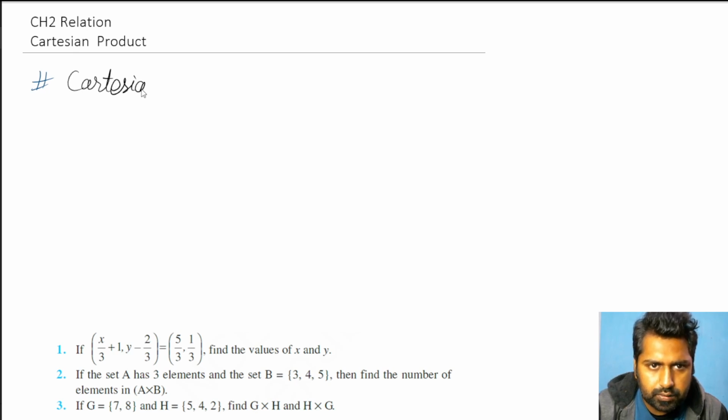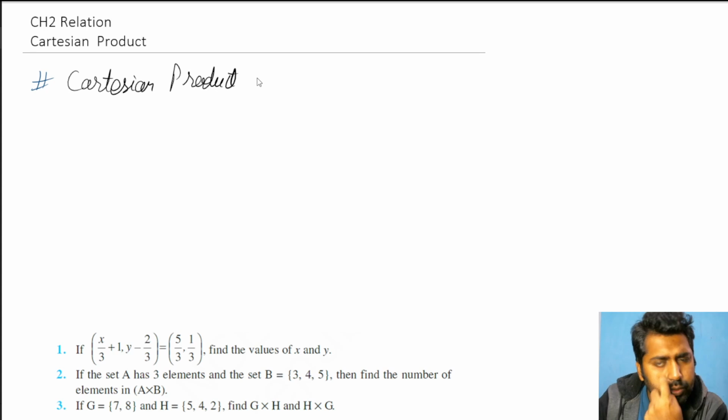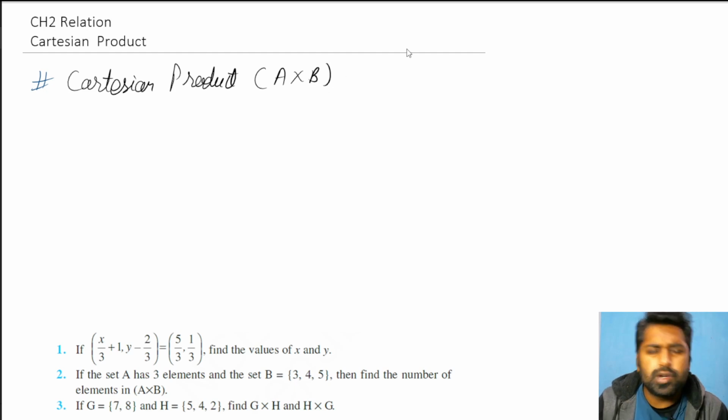Cartesian product. First of all, if there are two sets A and B, the Cartesian product will be represented by A cross B. This is not exactly a multiplication of two sets. We'll talk about this with the help of an example. It's represented by A cross B. So for understanding this, let's take one example.